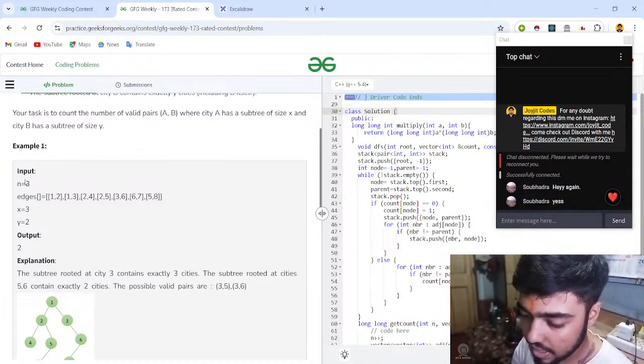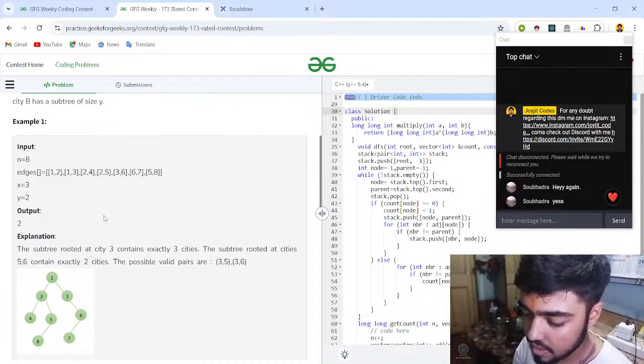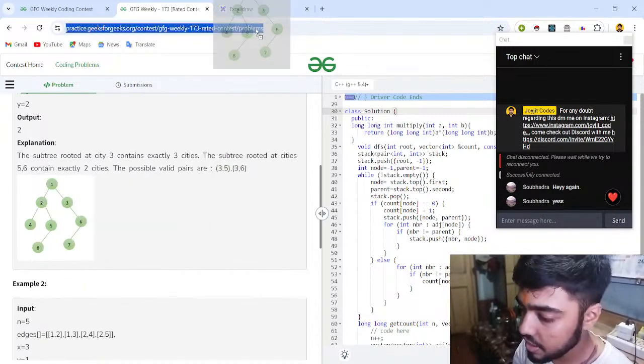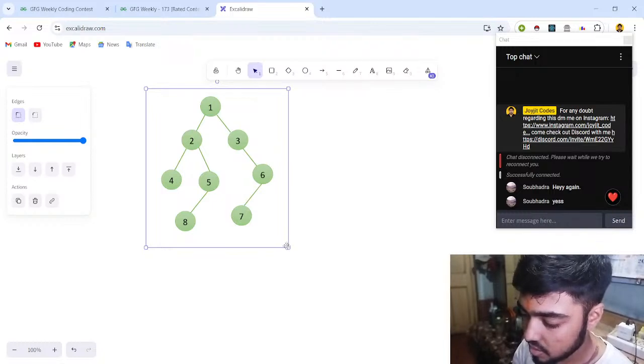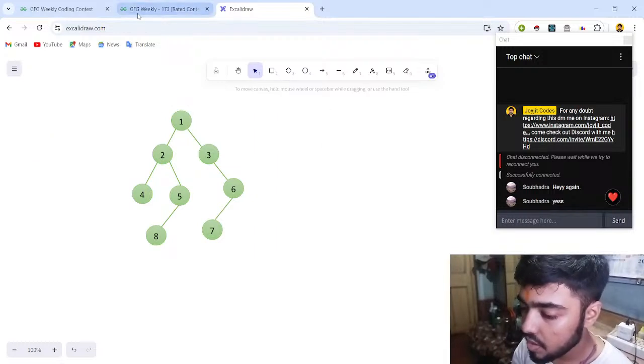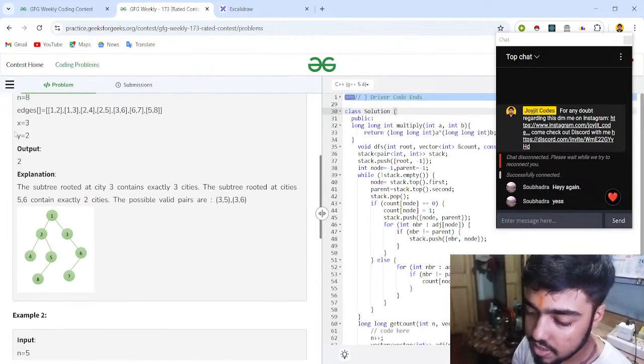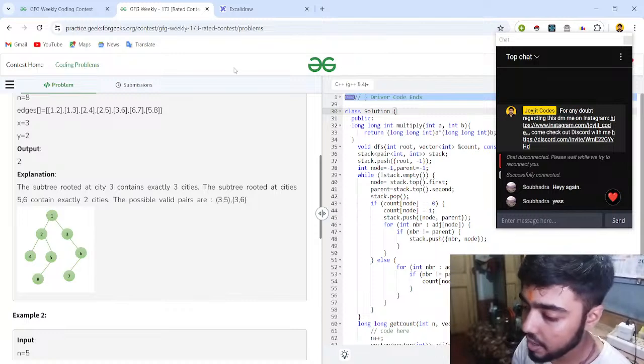Now, if we look at this, I want to copy this tree. I don't know whether I can copy it. Yeah, I can copy it. Okay, so I've copied this tree. So what we basically need to find is, we know the value of x is 2 and the value of y is 2.